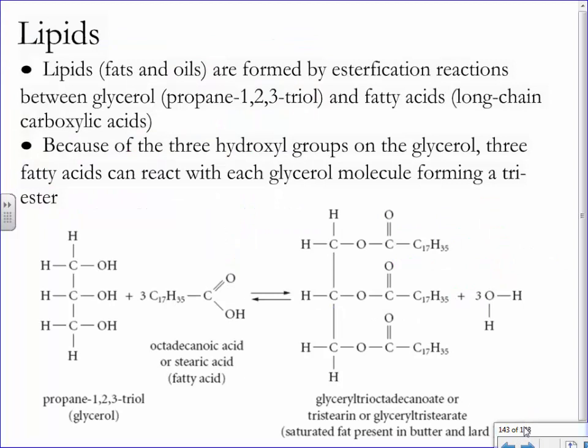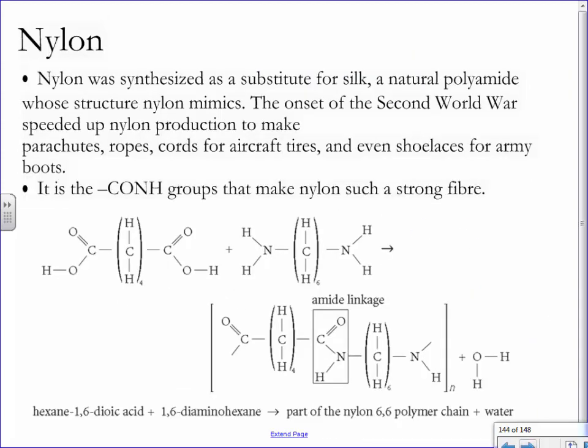Okay. I've got some notes in here. You guys can probably just read through these because I don't have a whole lot to add. But like our lipids and our fats sometimes work together like this, where they get built up by adding carboxylic acid through esterification reactions. Why don't I skip ahead? Nylon also works this way.